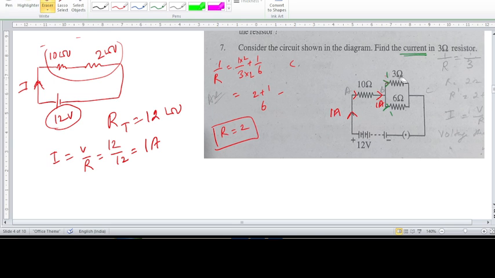To calculate the current, we know current is simply V by R. I know its resistance R. I have to just find out what voltage it is taking. Both the 3 ohm and the 6 ohm, because they are connected in parallel, will take the same voltage. So I have to calculate that voltage. I don't know how much it is, because its overall resistance is 2 ohm.